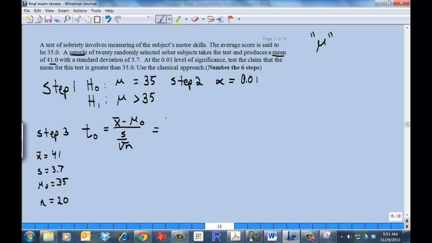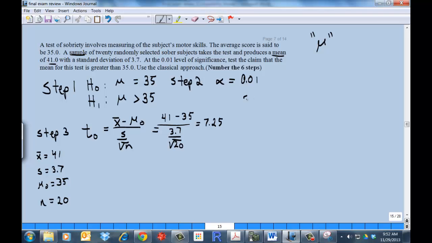So let's plug everything in: 41 minus 35 over s, 3.7, over the square root of 20. So we get 7.25. And remember, this 7.25 means that our sample average is 7.25 standard deviations above what they said the average score was. So just keep that in mind as we're going through. That's strong evidence to say that the average is actually greater than 35.